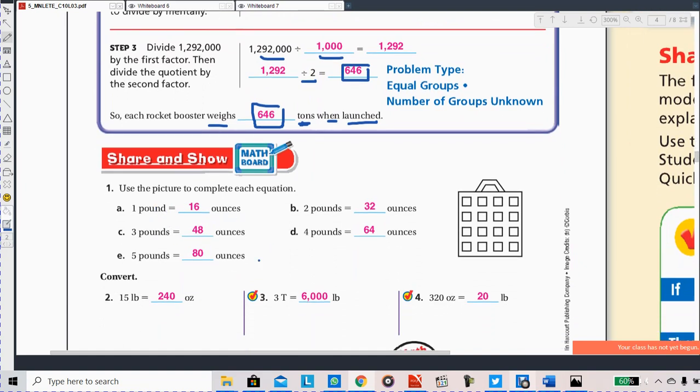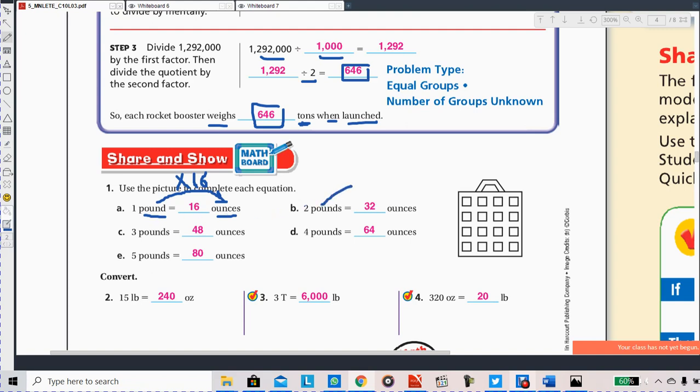Here we have some exercises to convert from pounds to ounces. From pounds to ounces, is it from big to small or small to big? Yes, big to small, because a pound is greater than an ounce. So we are going to move from pounds to get ounces. So we're going to multiply because we are converting from big to small. So we are going to multiply by what? Multiply by 16, because 1 pound equals 16 ounces.